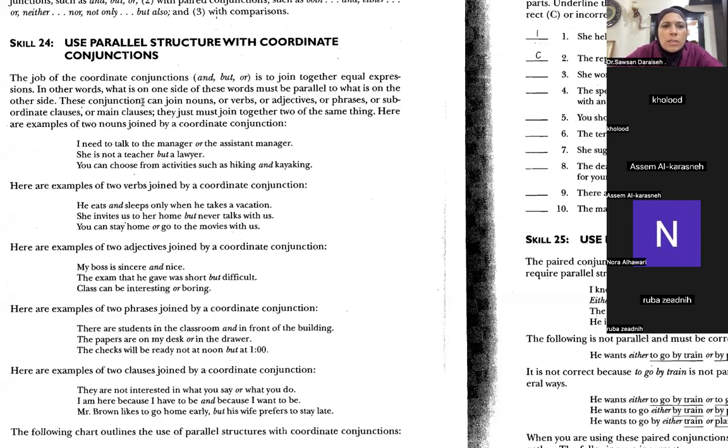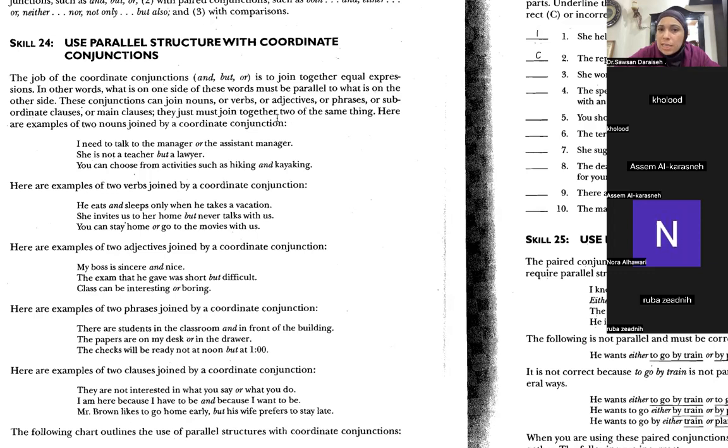In other words, see, underline this: what is on one side of these words must be parallel to what is on the other side, like when we took the to infinitive and the ing form. These conjunctions can join nouns, not only nouns, or verbs or adjectives or even phrases. See, guys, before we talked about what? Verb forms. When we say ing and to infinitive, they are verb forms, all right? But we can also connect nouns with each other in this way, adjectives together, phrases.